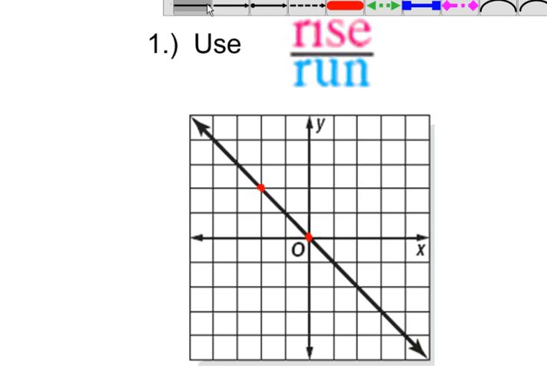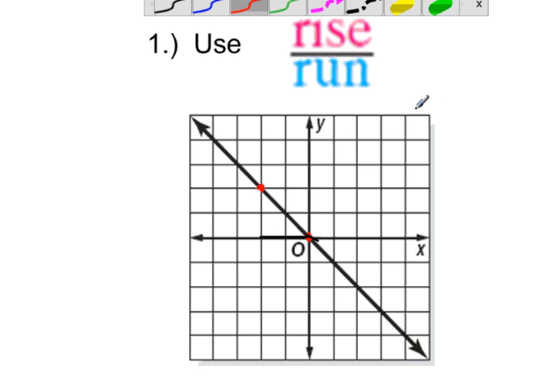Now, I like to do my rise over run staying underneath the line. My run is my left to right direction. Since I'm going left, I'm going 1, 2 units left. That's going to be a run of -2. If I go left, it's a negative value. If I go right, it's a positive value.